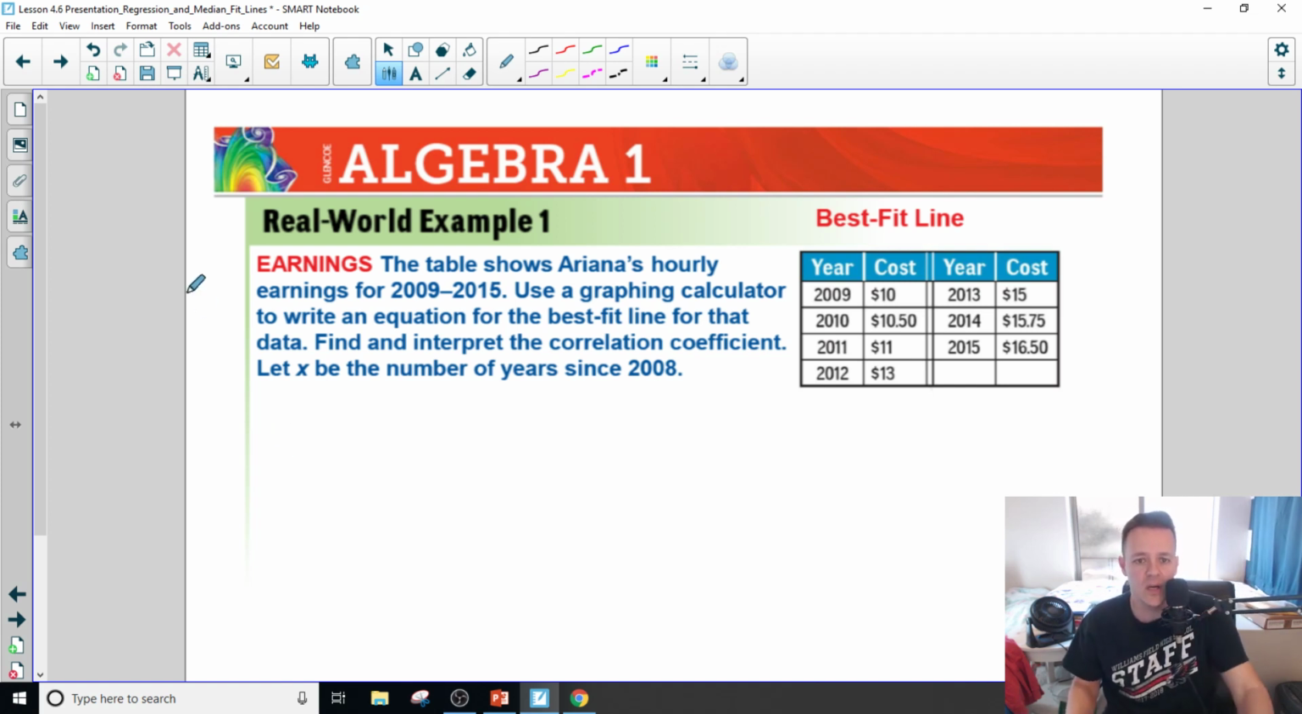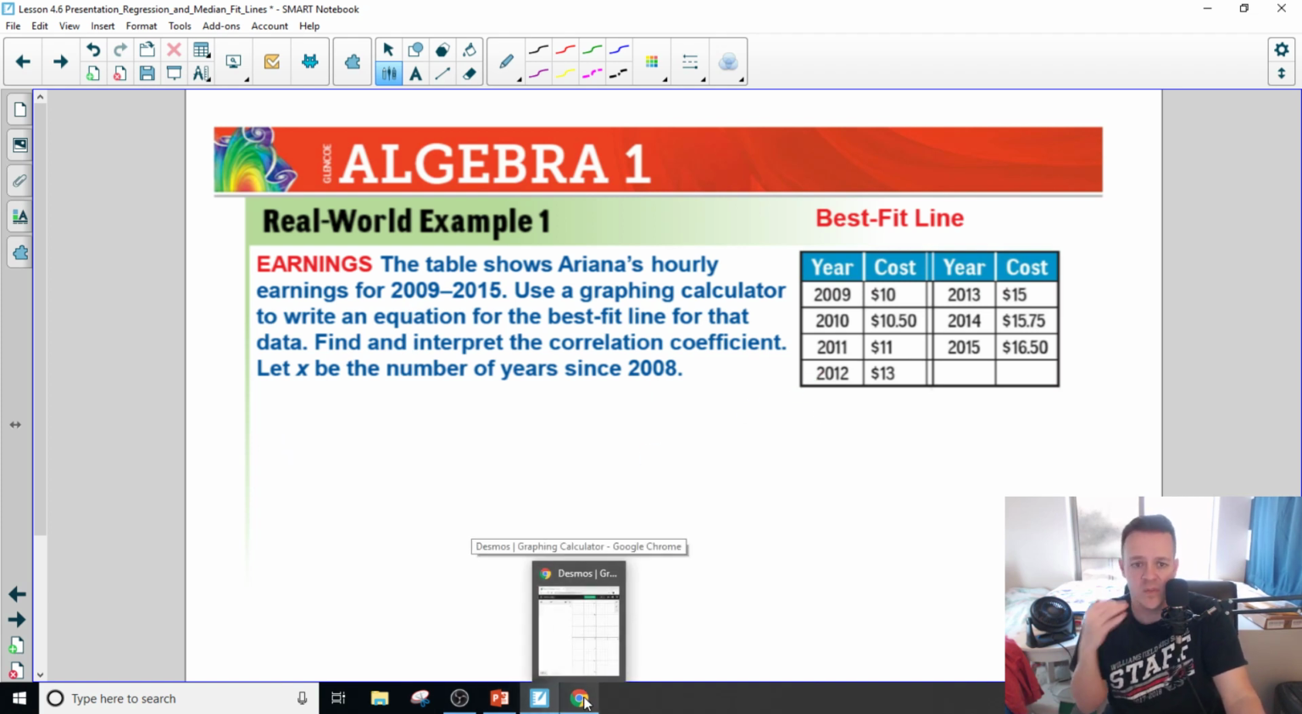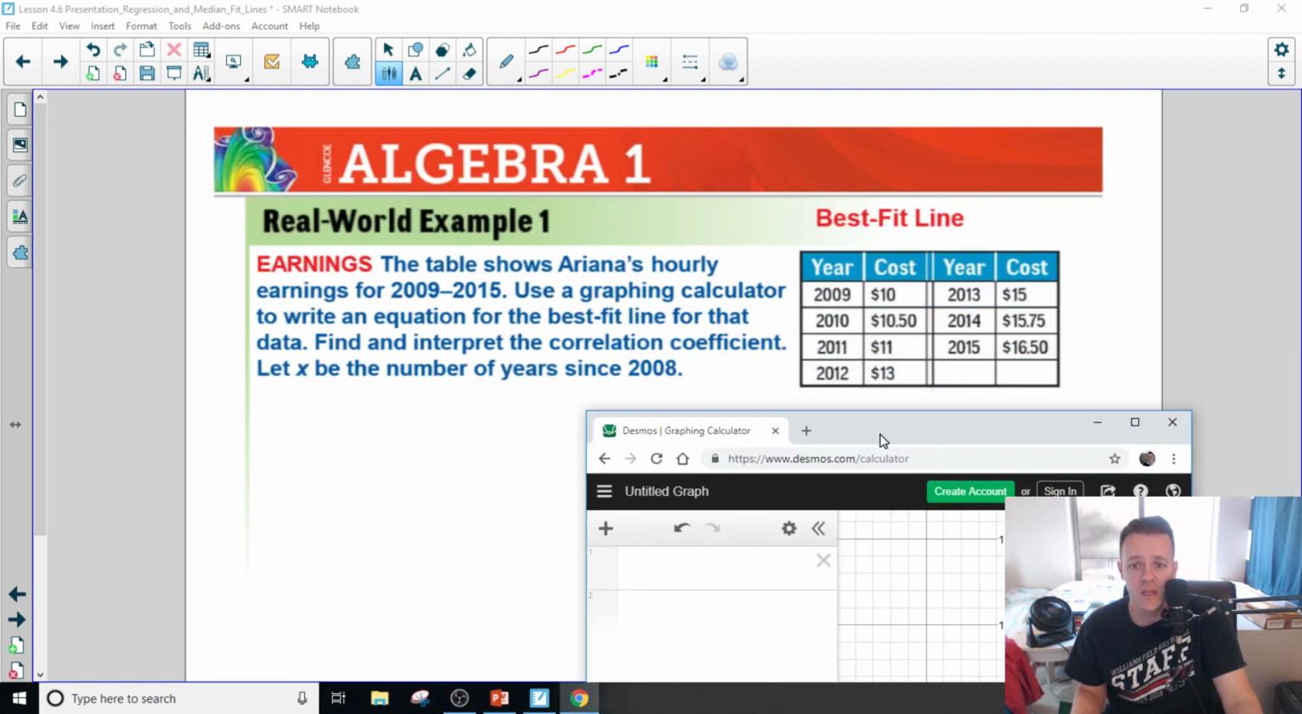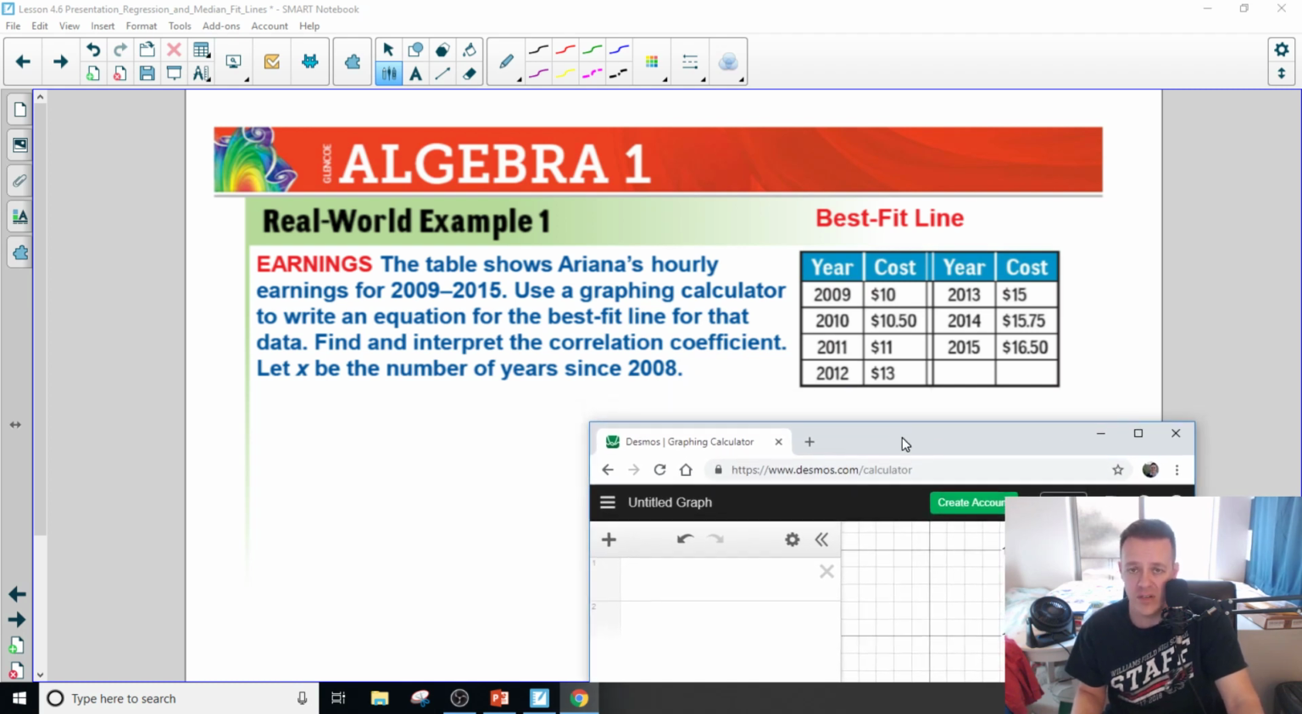Okay, so as we go through, make sure you guys pull up Desmos, because I'm going to show you the trick right now on how to do this. So best line of fit. Basically the rest of this lesson we're going to be going back and forth between Desmos and notes. Find and interpret the correlation coefficient. Let x be the number of years since 2008. Okay, that's very key for you guys to understand.